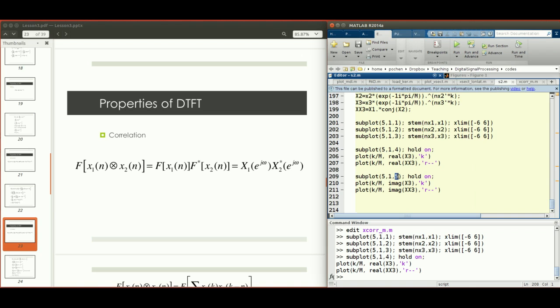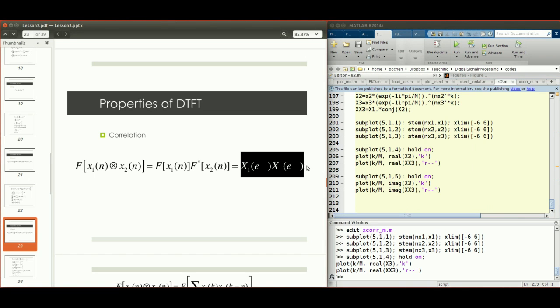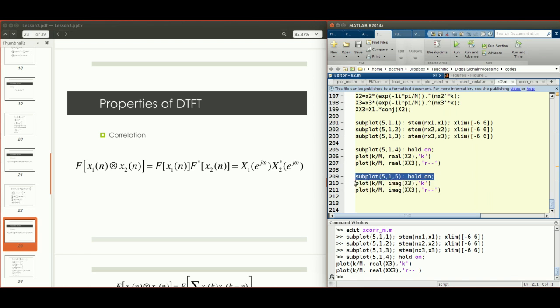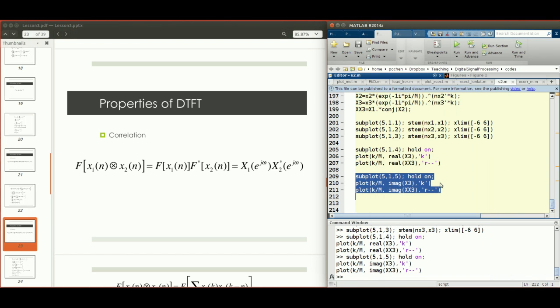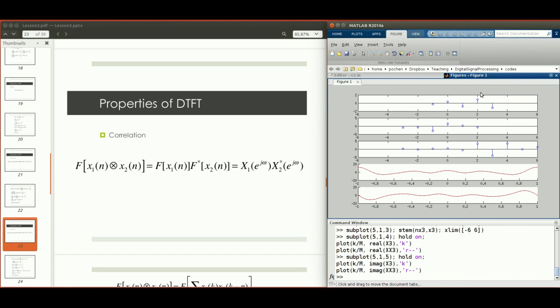On the fifth subplot, I'm plotting the imaginary part of the left-hand side, which is big X3, in black. And then I'm plotting the imaginary part of the right-hand side, the whole thing, the imaginary part of big XX3, in red dash. Again, they are exactly the same. Right?